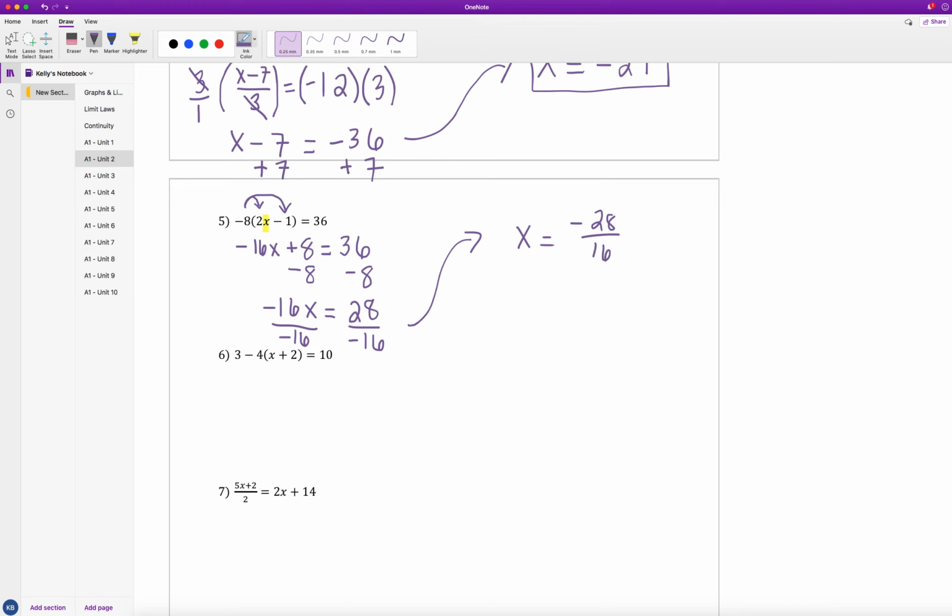And the negative sign, although it was connected to the 16, now is connected to the entire fraction, so we typically write it up in the numerator. From here, I can't divide them perfectly, so 16 does not go into 28, but I can continue to reduce it down, and both 28 and 16 are divisible by 4, so when I divide both of those by 4 and cancel the common factor, I end up with negative 7 over 4 as our final answer for x.